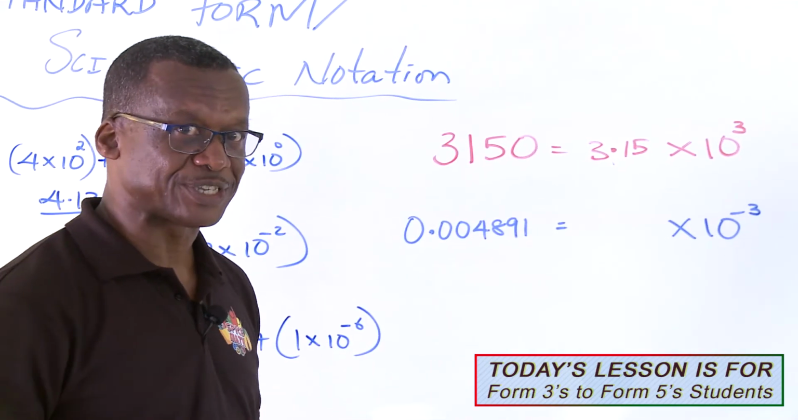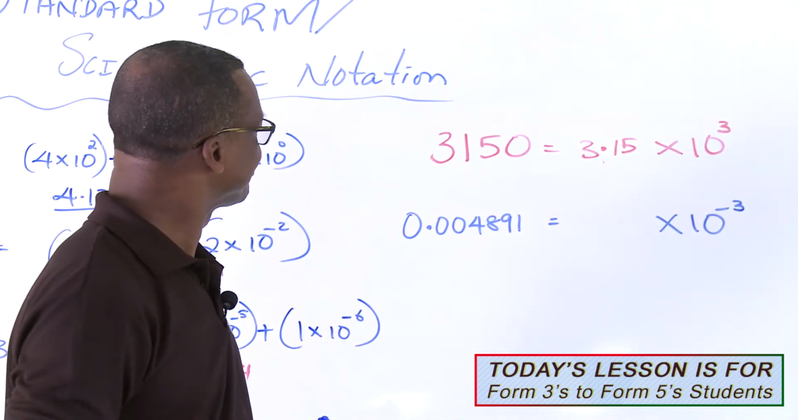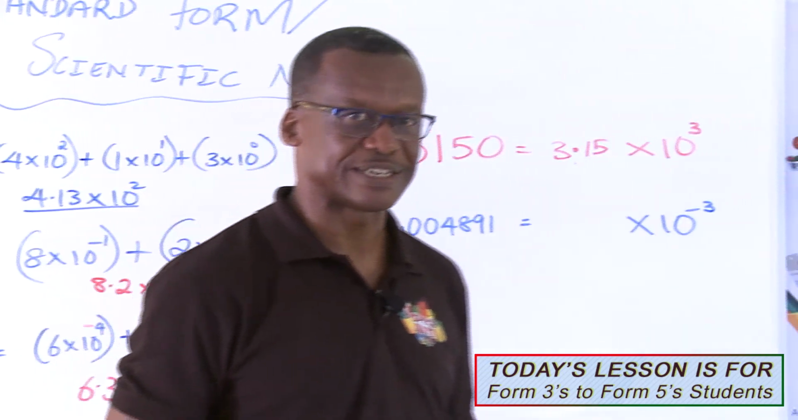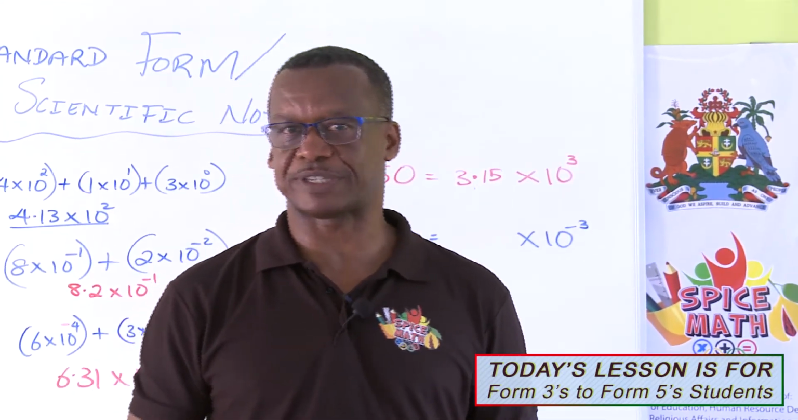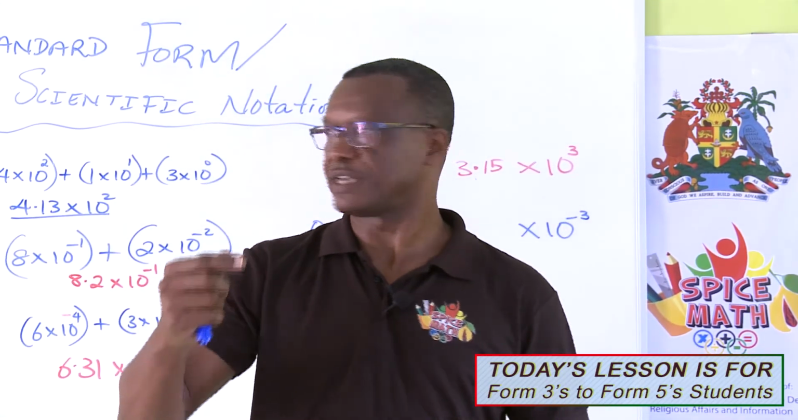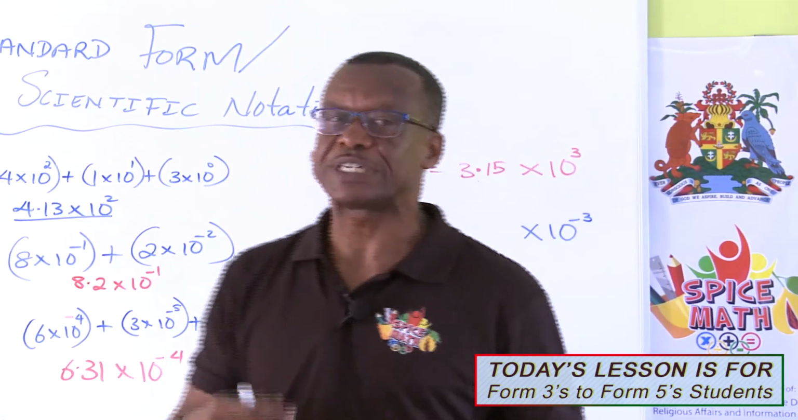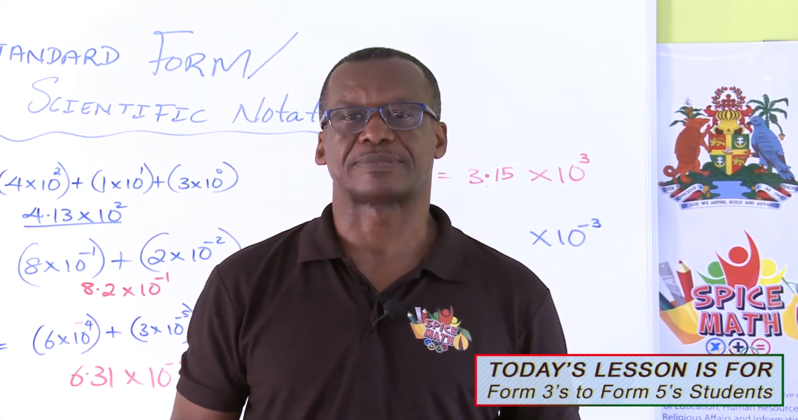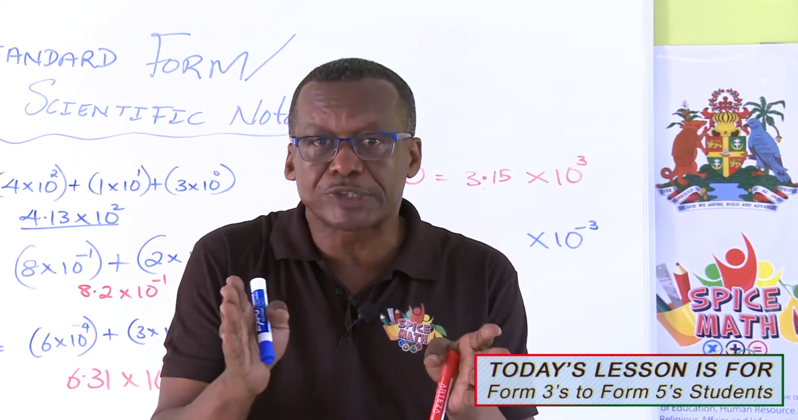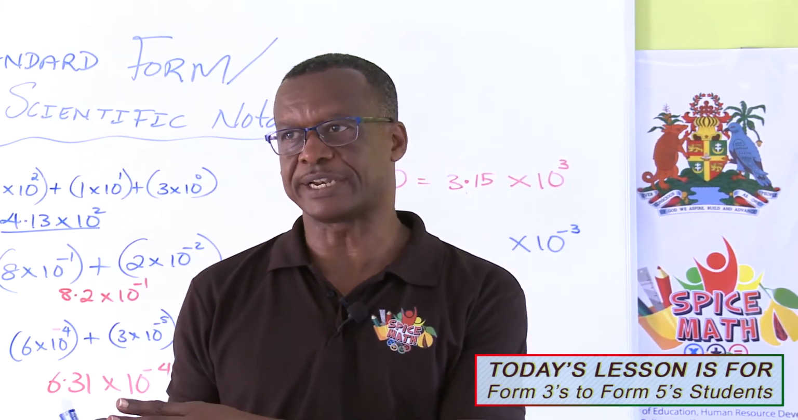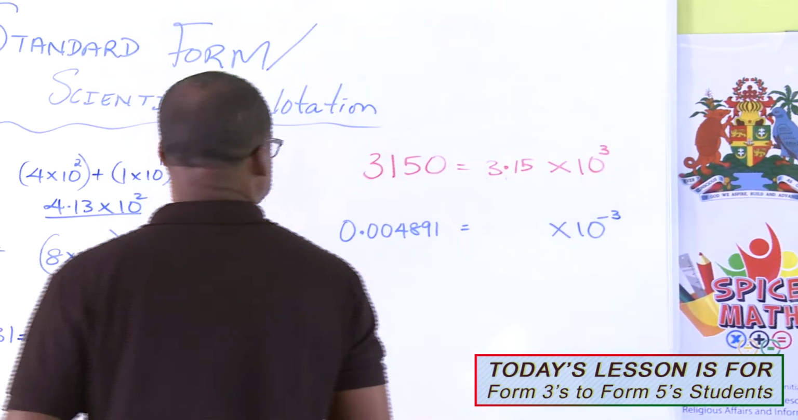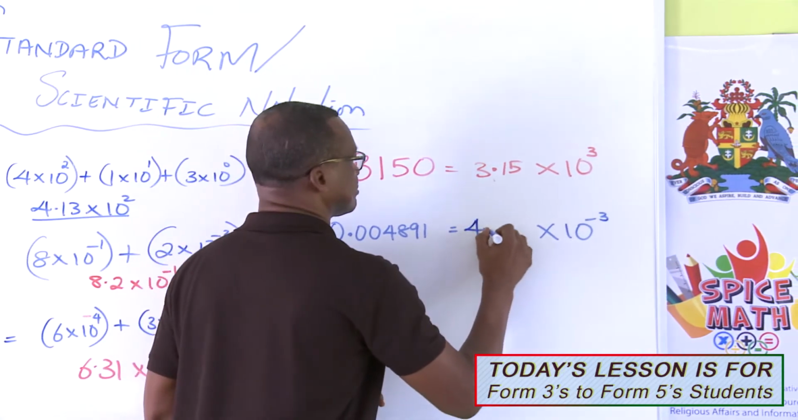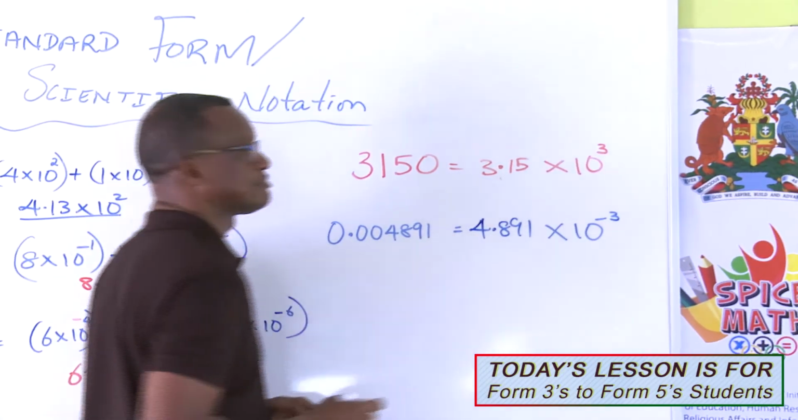Now to insert the point, where does it go? It has to go between the 4 and the 8. So we end up with a number that says 4.8. Yes, 4.891. Thereby fitting the number snugly between 1 and less than 10. Answer?